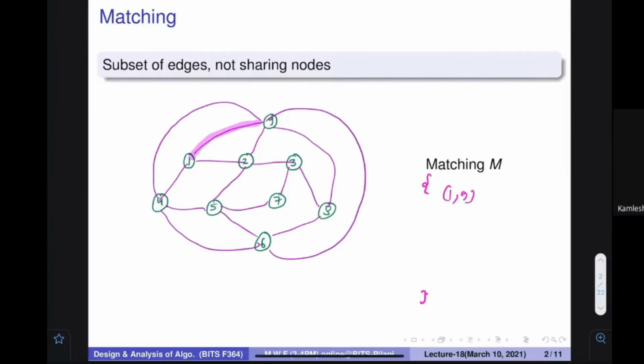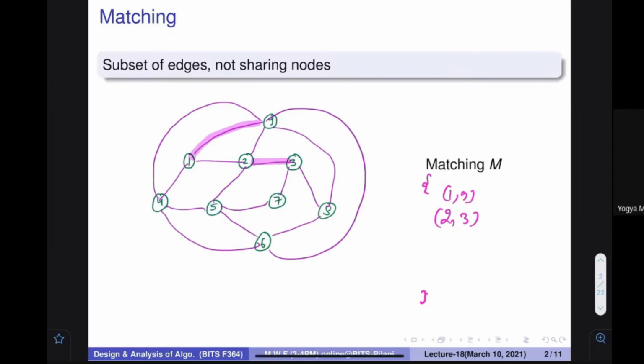Can I take anyone else? Can you help me find anything other? Anybody, please type anything. 1 2. 2 3, okay. So 2 3. I'm going to have this 2 3.